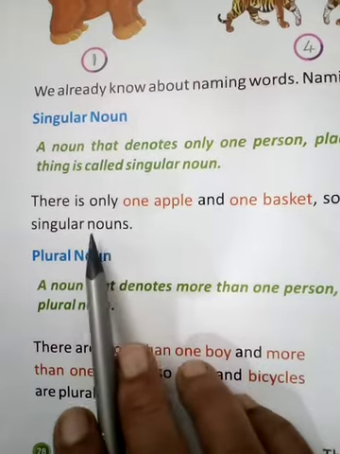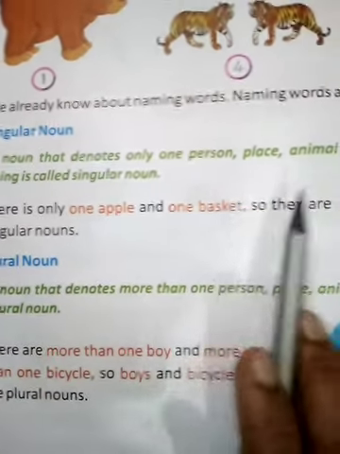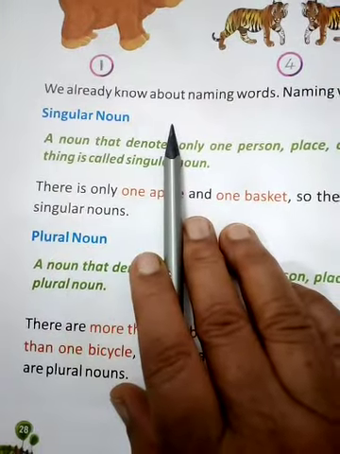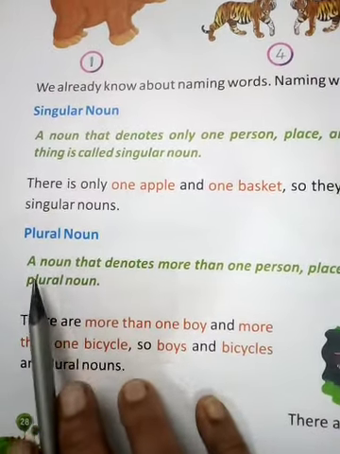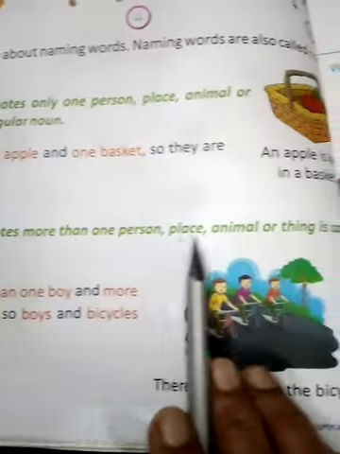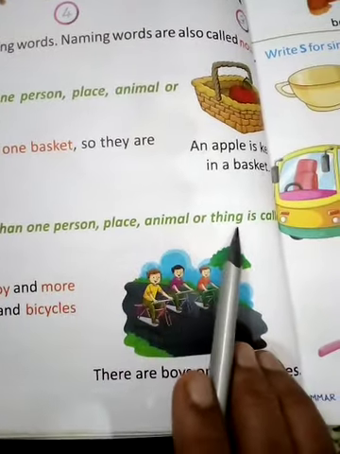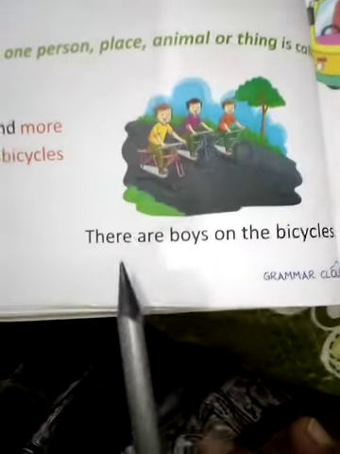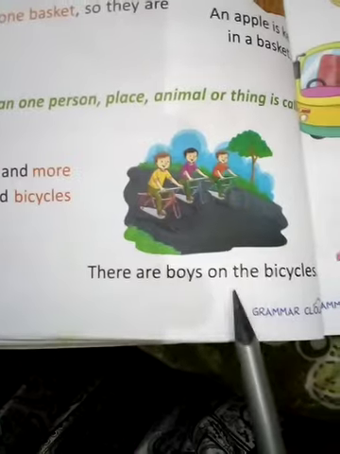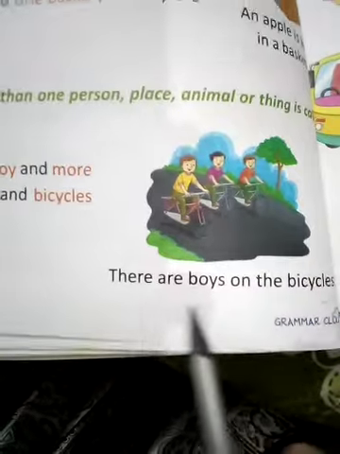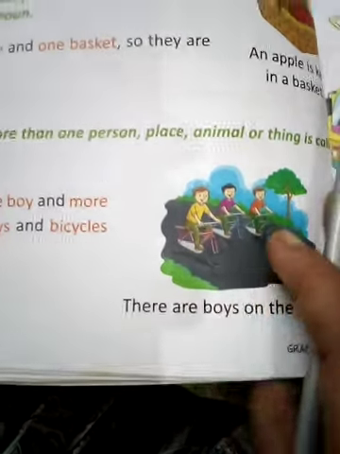Okay, children, what is a singular noun? One apple, one basket, one animal, one person. That is called a singular noun. And plural noun, what is a plural noun? A noun that denotes more than one person, place, animal or thing is called a plural noun. Like, there are boys on the bicycles. Boys, how many boys? 1, 2, 3 boys. And bicycles, 1, 2, 3 bicycles.